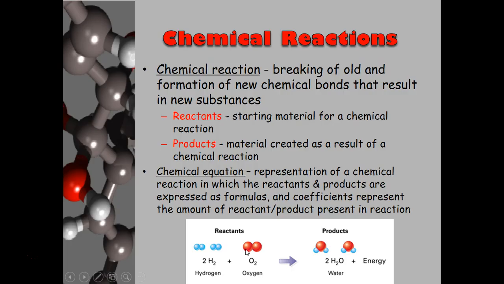So if we take a look in this particular example, I've got two hydrogens and oxygen. Those are my reactants, those are my starting materials. We break those atoms apart, so these bonds are going to come apart, and we're going to put them back together in some new arrangement. In this case, we're going to make some water out of them.